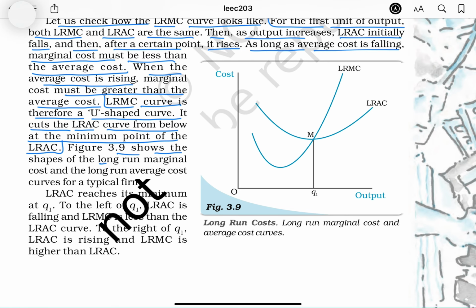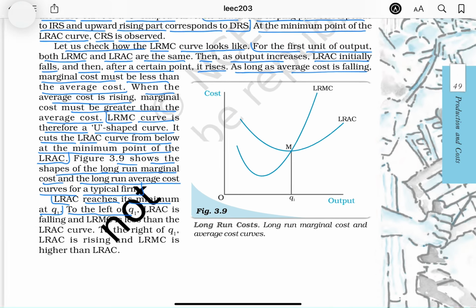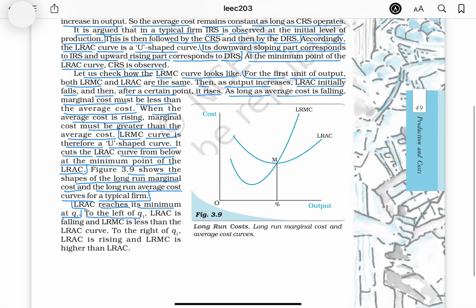Figure 3.9 shows the shapes of the long run marginal cost and the long run average cost curves for a typical firm. LRAC reaches its minimum at Q1. To the left of Q1, LRAC is falling and LRMC is less than the LRAC curve. To the right of Q1, LRAC is rising and LRMC is higher than LRAC.